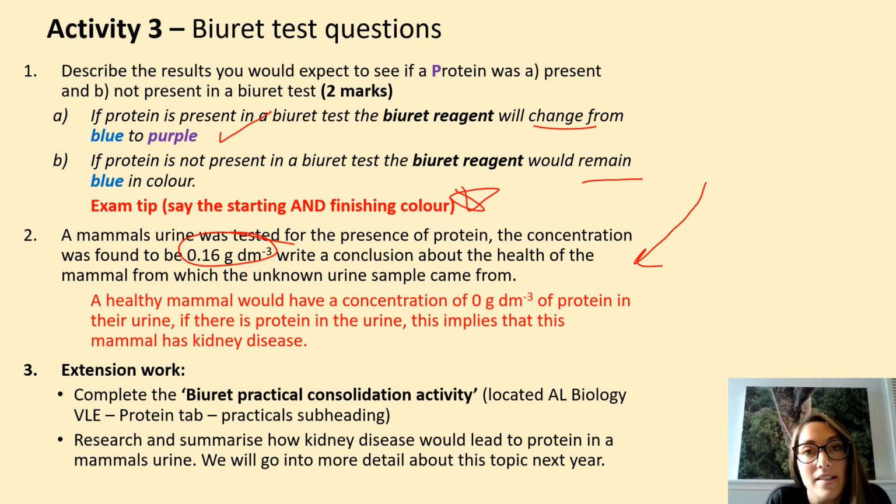And this is because in the kidneys, you've got a structure called the glomerulus. And if the glomerulus becomes damaged, then it can affect the molecular sieve, which you'll learn more about next year. And it just basically means that proteins leak out of your blood and into your urine, and that shouldn't happen. So it would imply kidney disease if you have some protein in your urine.